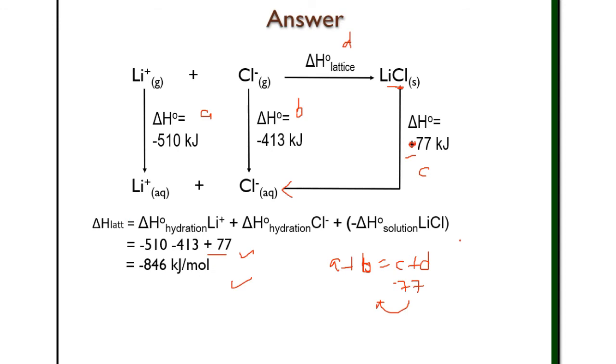Okay, plus, first you have to write down the relationship among the enthalpy. And then number 2, substitution. And then number 3, final answer with correct unit. Remember, must with negative sign for the enthalpy of lattice energy formation, and the unit is kilojoule per mole. Please take note.